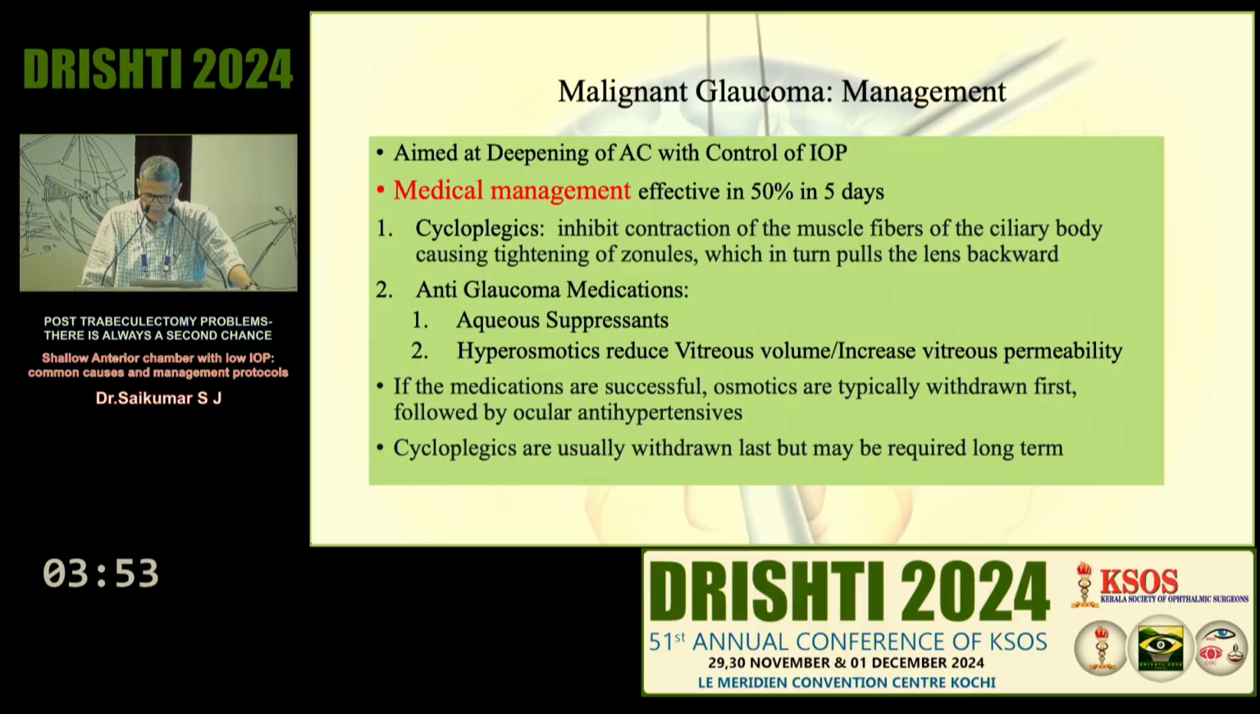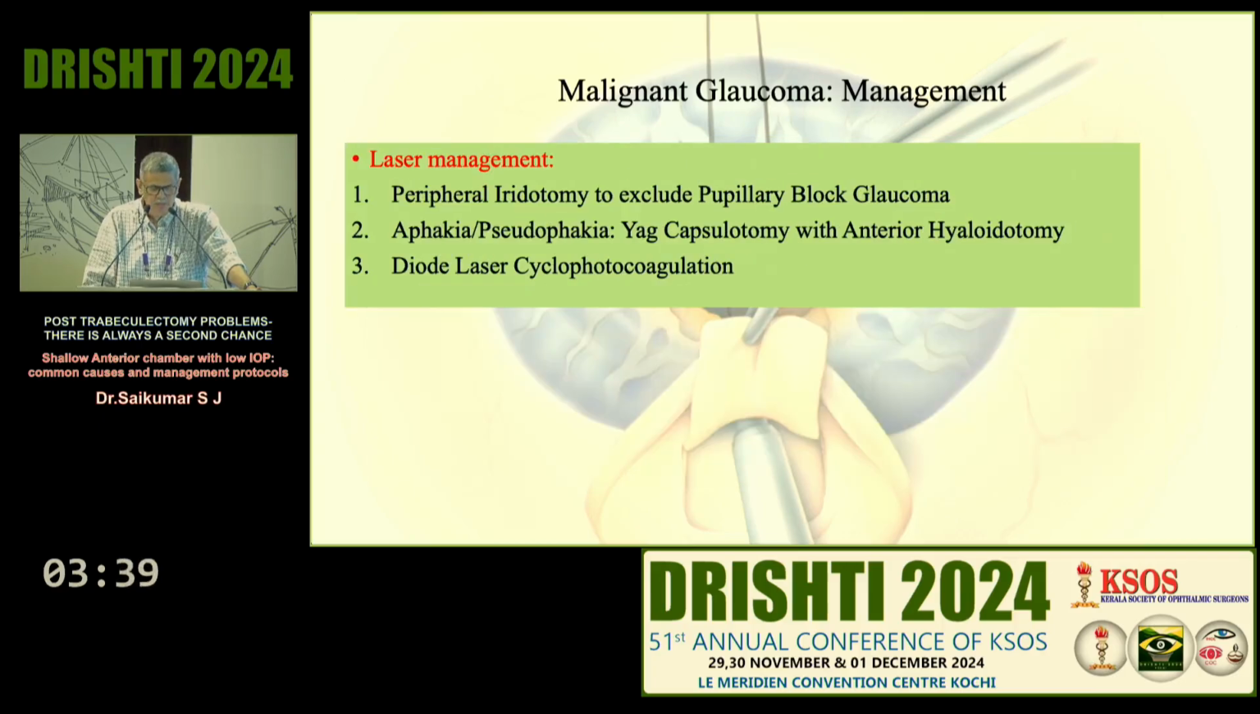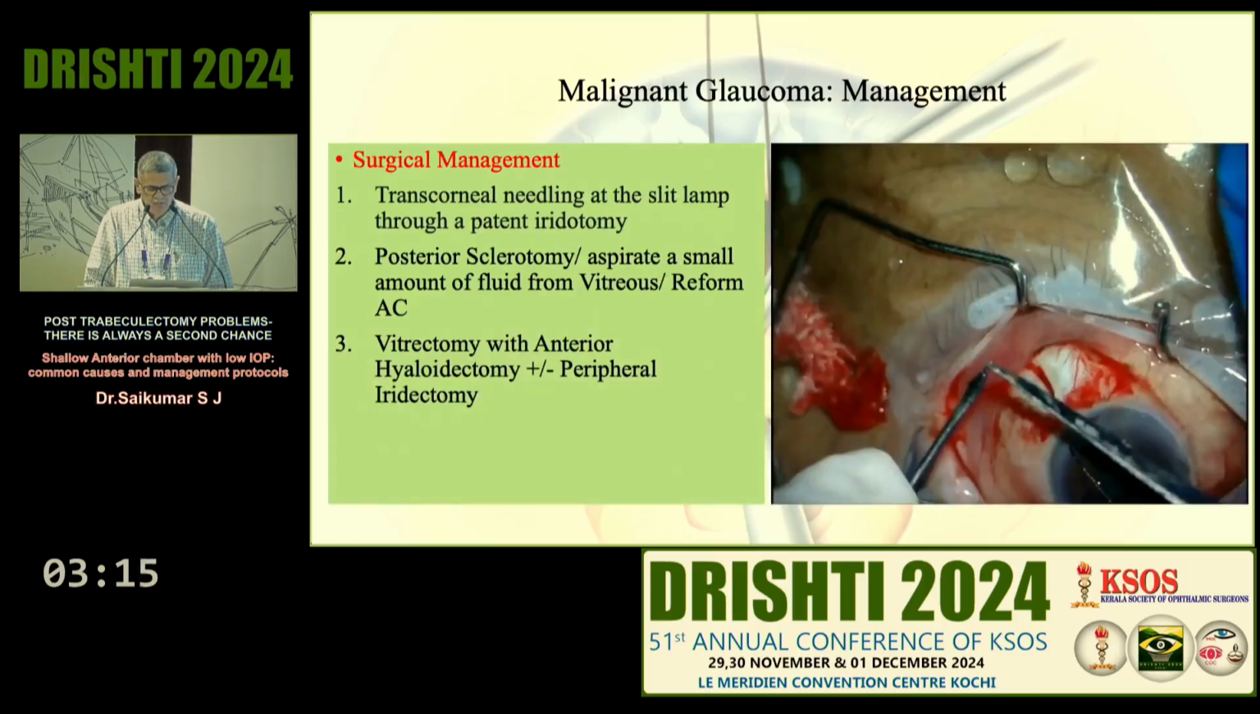Mild ones may resolve with these medications. Cycloplegics are extremely important because that prevents the anterior rotation of the ciliary body and helps in treating the aqueous misdirection. So initially you probably do a peripheral iridotomy and check whether the PI is patent to exclude a pupillary block. In an aphakic or a pseudophakic eye, you can do a YAG capsulotomy with an anterior hyaloidotomy. Hyaloidotomy is preferably done in the periphery and not in the center. And in eyes with very poor vision, probably you can think of a diode laser photocoagulation.